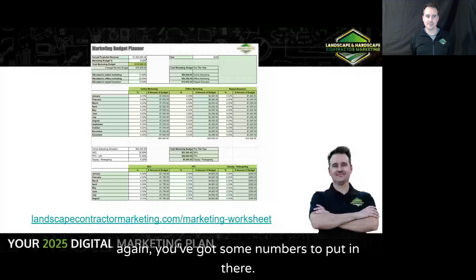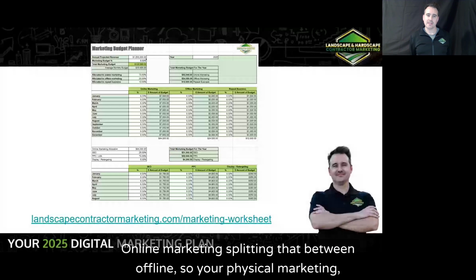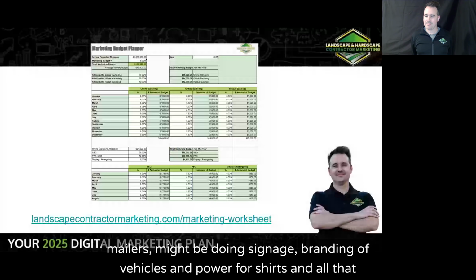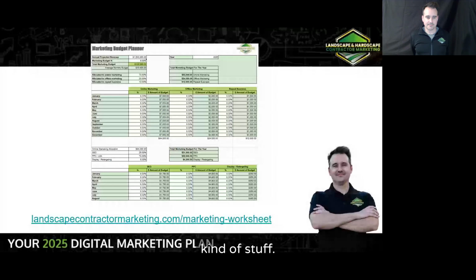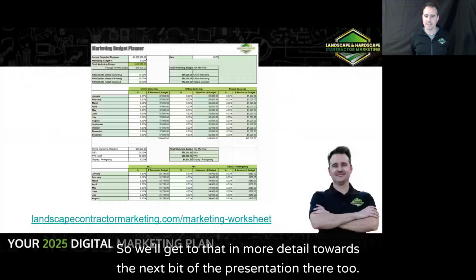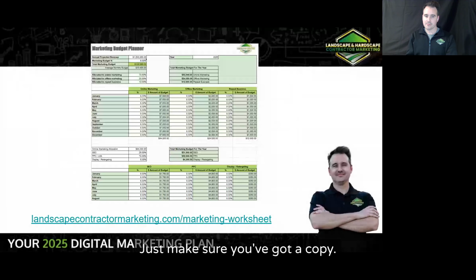And you've got some numbers to put in there. Online marketing, splitting that between offline, so your physical marketing, anything mailers, you might be doing signage, branding of vehicles and apparel for shirts and all that kind of stuff. So we'll get to that in more detail towards the next bit of the presentation there too. Just make sure you've got a copy.